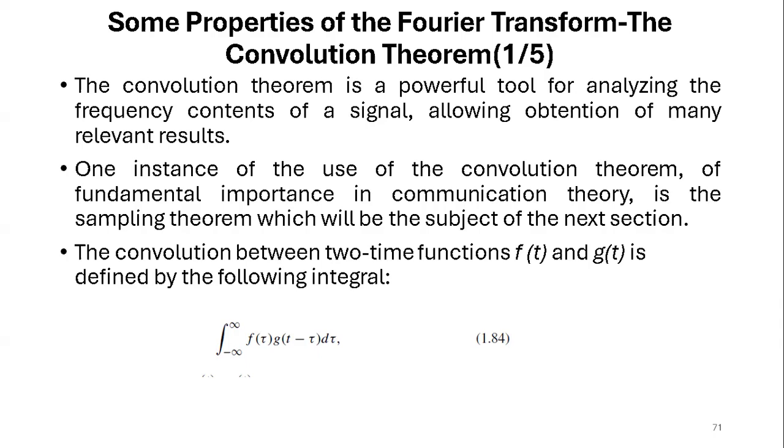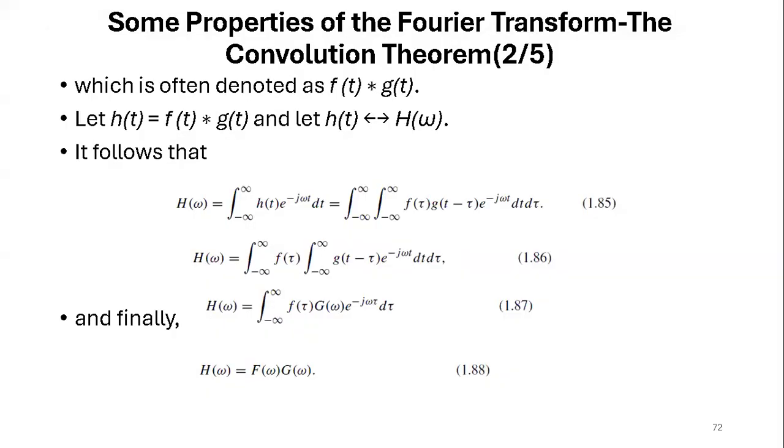The convolution between two time functions f(t) and g(t) is defined by the following integral: the integral from minus infinity to infinity of f(tau) g(t minus tau) d tau. This is often written as f(t) convolved with g(t). Let h(t) be f(t) convolved with g(t); then h(t) implies H(omega). This is the convolution theorem equation. The convolution problems will come in the exams. I will tell you in the next video.